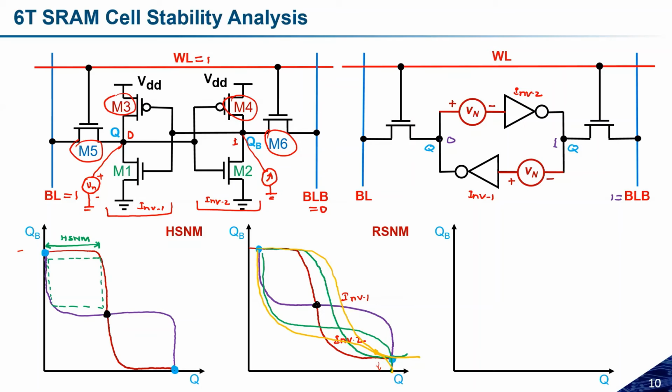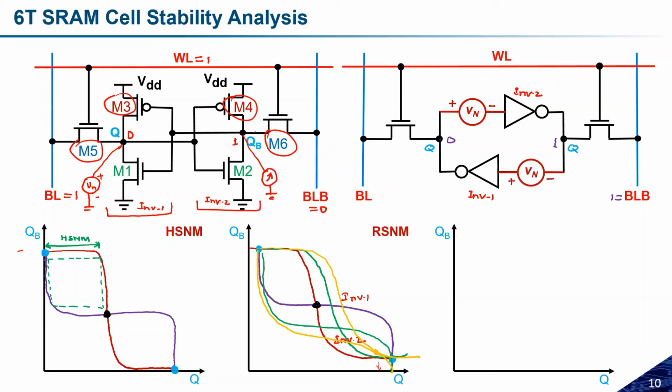So during the write operation, this M3 and M5 will form a resistive voltage divider for the BL and the storage node Q. And similarly, this M4 and M6 will form a resistive network for this BLB and storage node QB. So this is the important thing that we should consider.